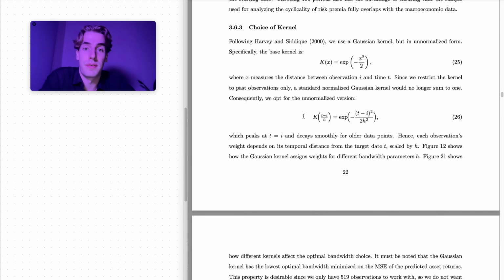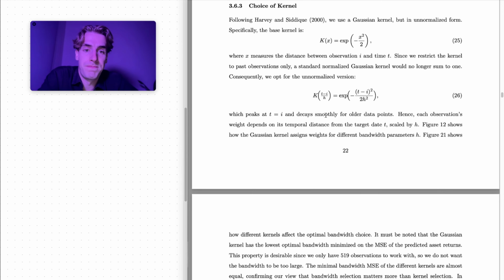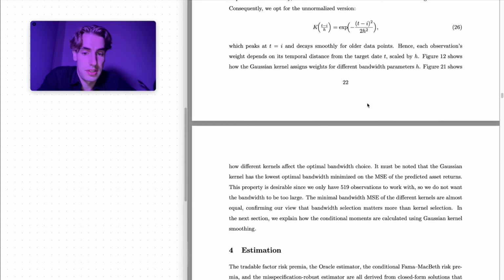The choice of kernel, again, is being tested by comparing it to other kernels, which we'll see later. But what I use is a Gaussian kernel, and this is how it's being calculated in the unnormalized version, which is what I use. And this will give us the weights for every time t, i, and the bandwidth choice h.